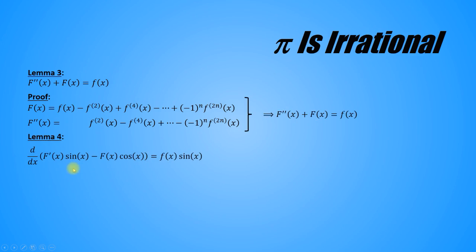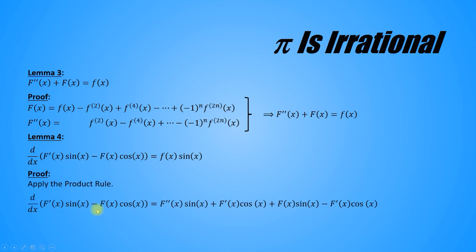Lemma 4. The derivative of f prime of x sine of x minus f of x cos x equals little f of x sine x. The proof is a straightforward application of the product rule from calculus. So when I take the derivative of the first product, I get f double prime times sine plus f prime times cosine. When I take the derivative of the second product, I get f times sine minus f prime times cosine. And you can see that the second and fourth terms cancel out. And then if we take a look at this, we see we can factor out the sine of x, and we're left with f double prime plus f. But that's just little f by lemma 3. So that proves lemma 4.